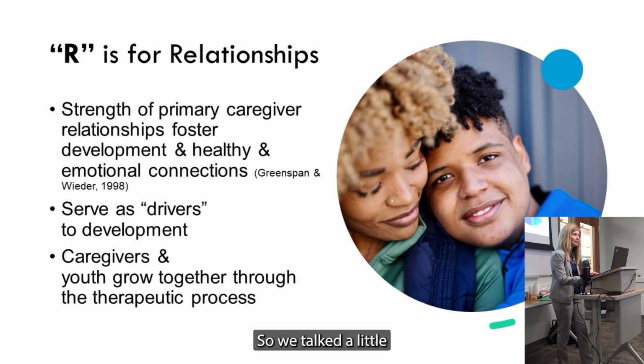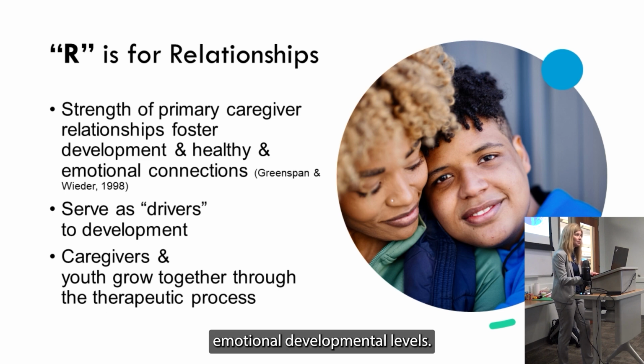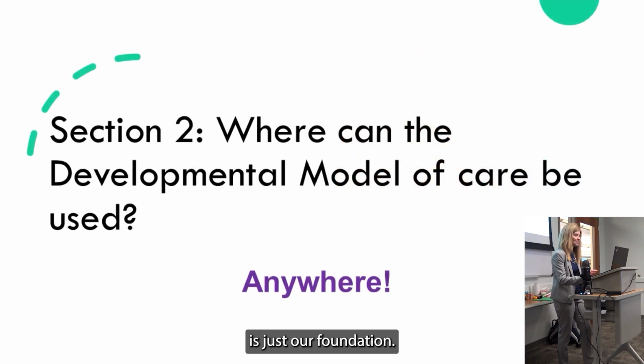Okay, so we talked a little bit about the D, which is the functional emotional developmental levels. We talked about the I, which is individual differences. We just touched upon the R for relationships. So that is just our foundation.